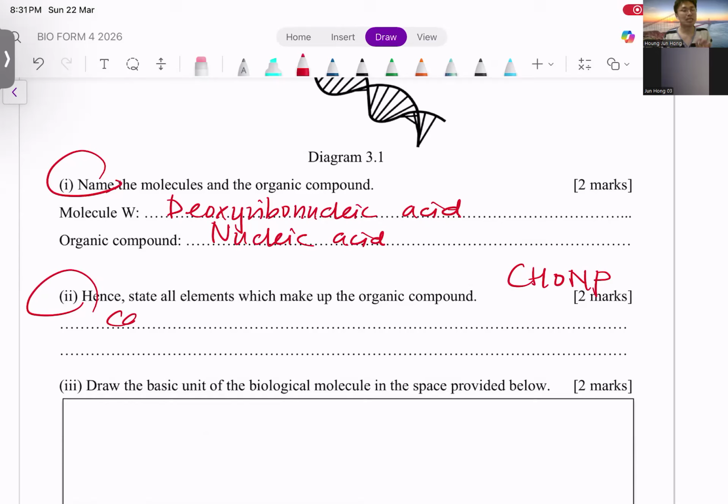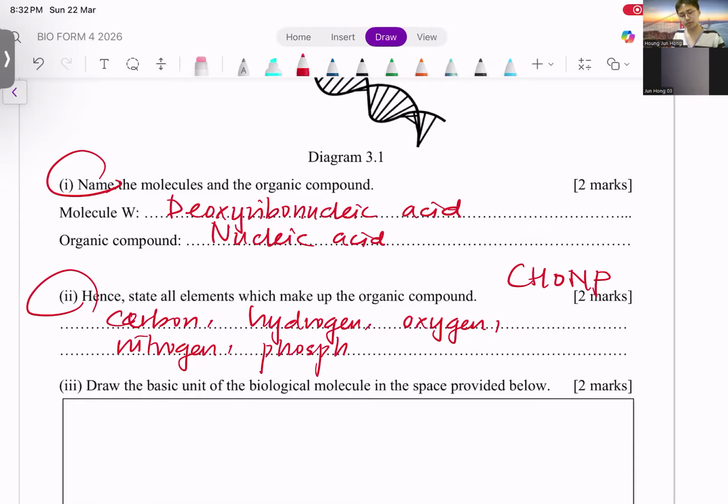This is not chemistry. Your teacher cannot read, I mean, they don't want to read CH or NP. They want to read the actual name. So please give the full name: carbon, hydrogen, oxygen, nitrogen, and phosphorus. Okay, cool. Next one.